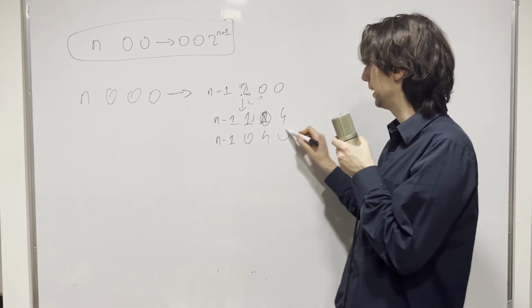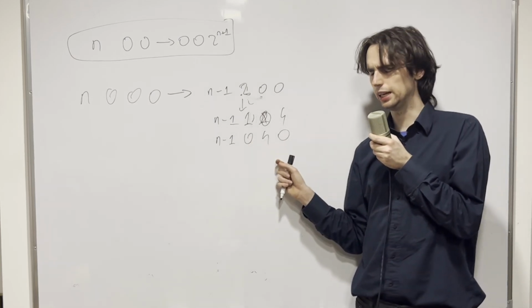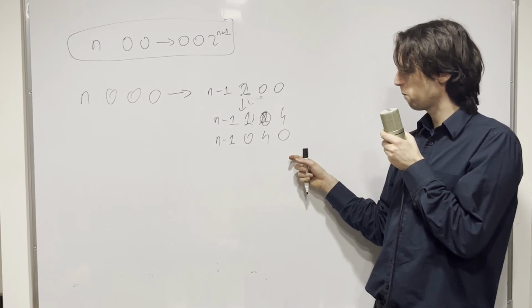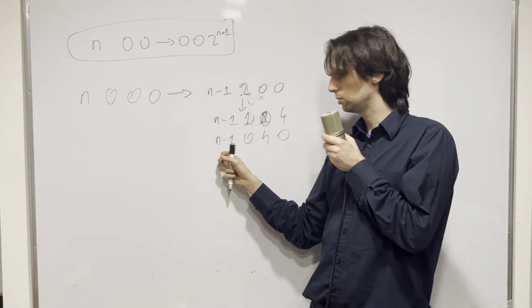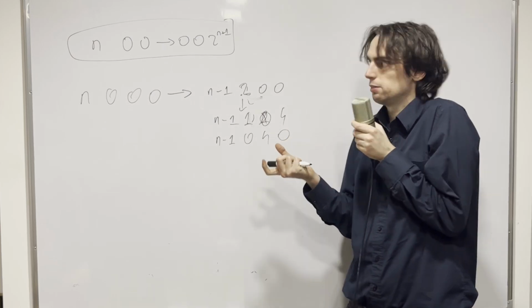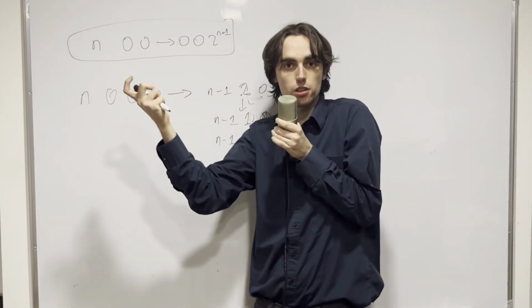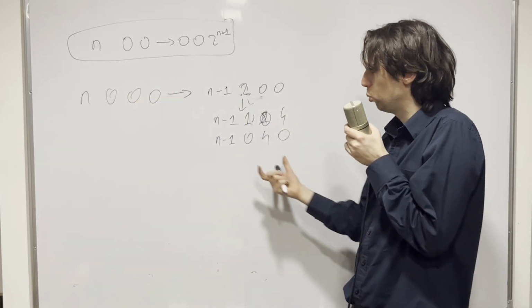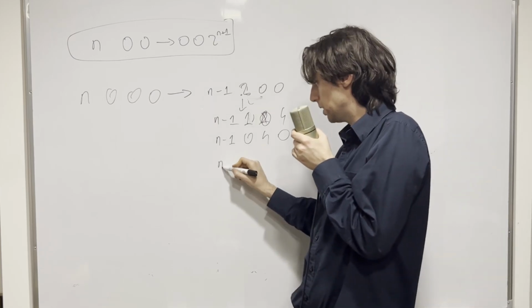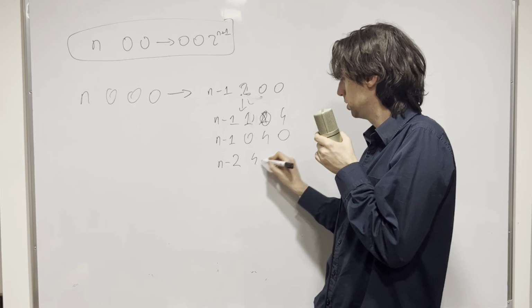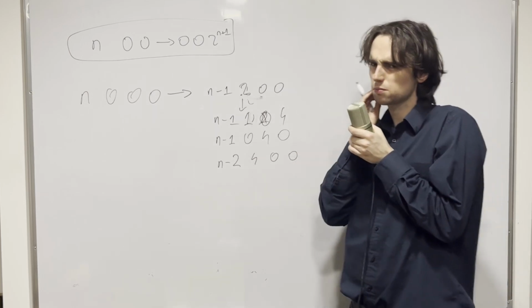0, 4, and 0. Now I could double again, and that'll give me an 8. But now what happens if I was to switch around? Switching around seems to have given us this exponentiation thing here. What can it do with this? And so if I switch around, I'll get n minus 2, 4, 0, and 0.